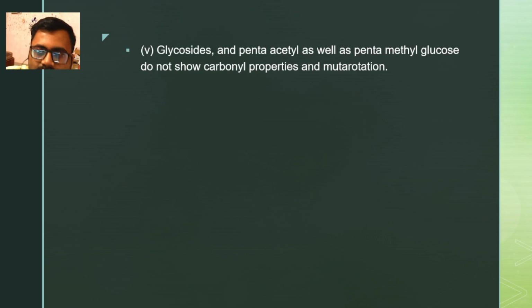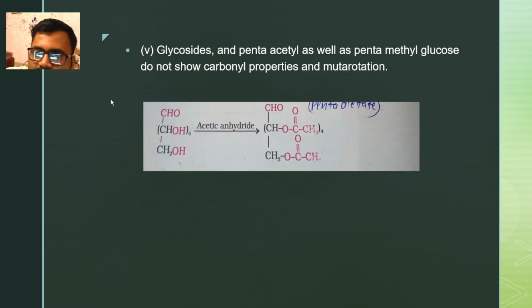In case of the glycoside and pentaacetyl as well as the pentamethyl glucose, they do not show the carbonyl properties and mutarotation. If you see the structure of pentaacetyl, the pentaacetyl compound is formed when the D-glucose is treated with acetic anhydride. D-glucose has 5 OH groups, so each OH group undergoes the acylation reaction at the oxygen atom to give the pentaacetate compound. So in this pentaacetyl compound, we observe that the aldehyde group is free.